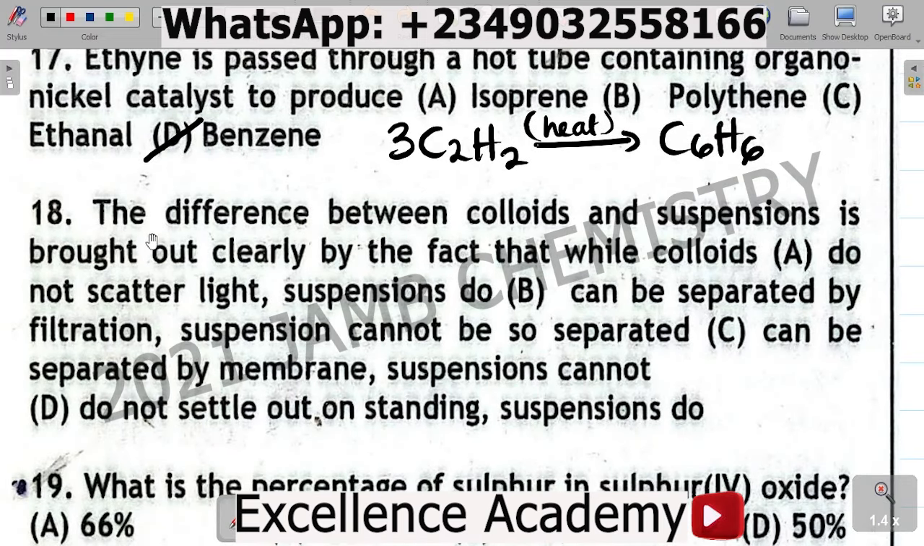Question number 18. The difference between colloids and suspension is brought out clearly by the fact that while colloids A, do not scatter light, suspensions do. B, can be separated by filtration, suspension cannot be separated. C, can be separated by membrane, suspensions cannot. D, do not settle out on standing, suspensions do. What is the correct answer to this question?